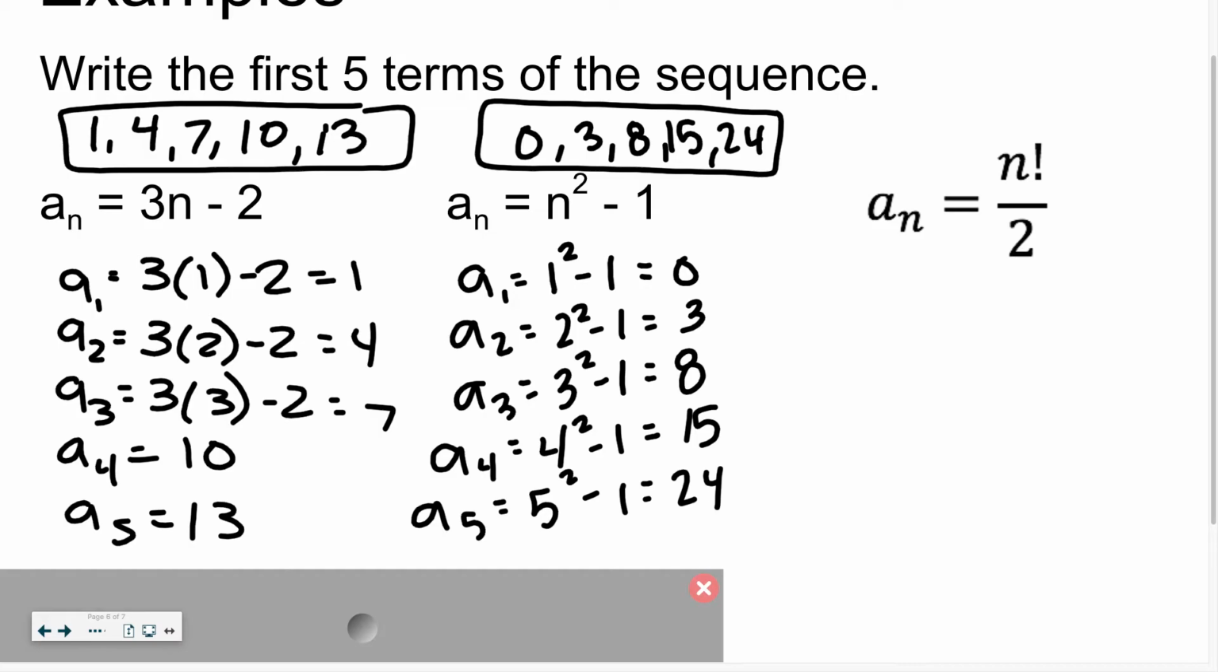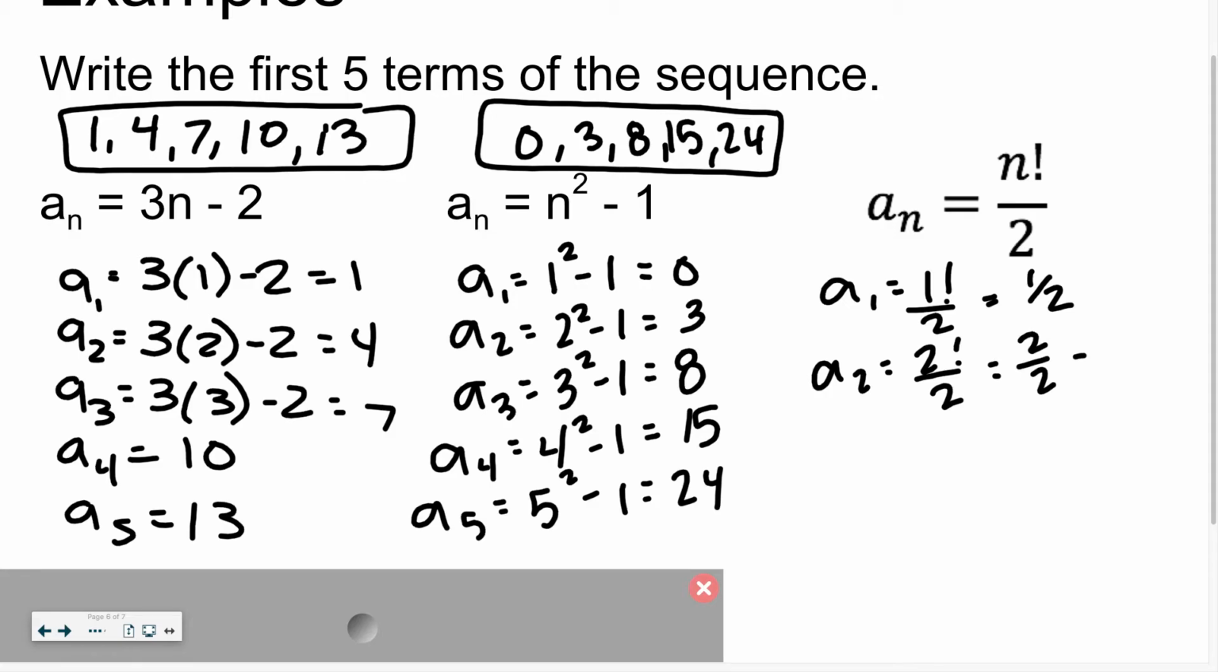Okay, and then remember this guy, this is our old factorial friend. So a sub 1 equals 1 factorial over 2, that's 1/2. Is it okay for a term in this sequence to be a fraction? Sure. This one would be 2 over 2, which we would reduce to be 1, so always simplify it. A sub 3 will be 3 factorial over 2, that's 6 over 2, so 3.